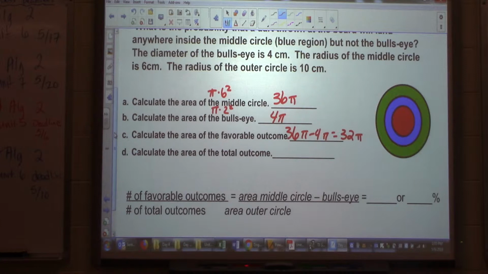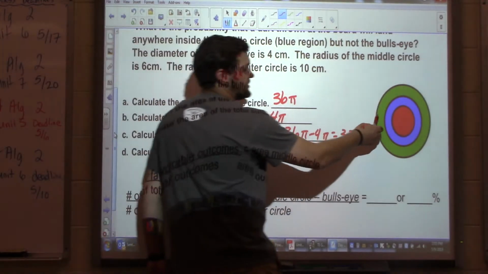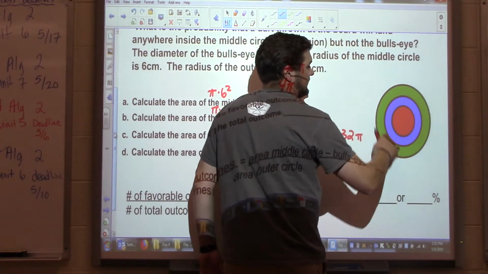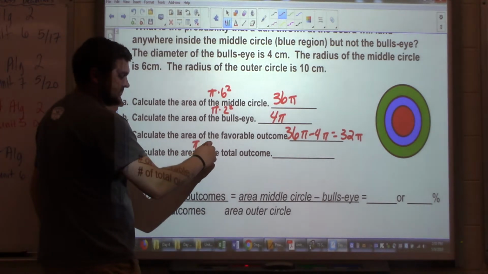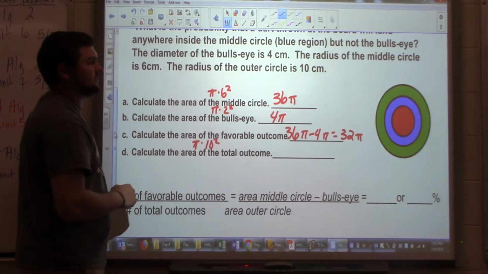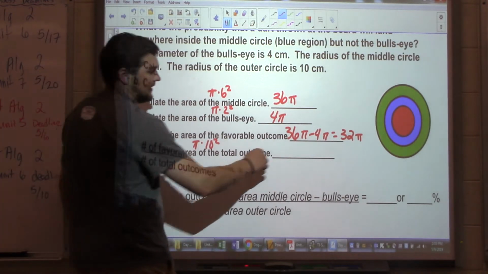The outside edge. 10 times pi squared. No. 10 squared times pi, right? Yeah. We're taking that outer circle and we're finding the area for it. That's our total area. So pi times 10 squared, so we have a radius of 10, gets 100 pi.